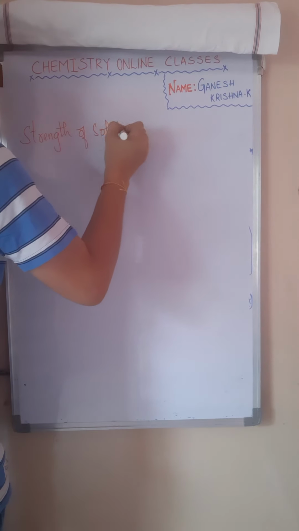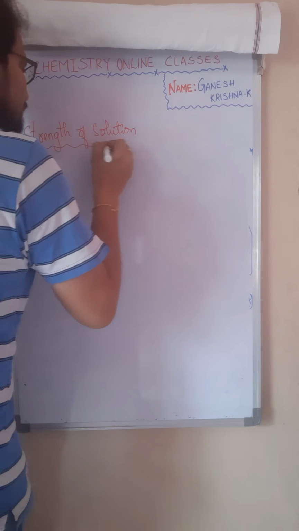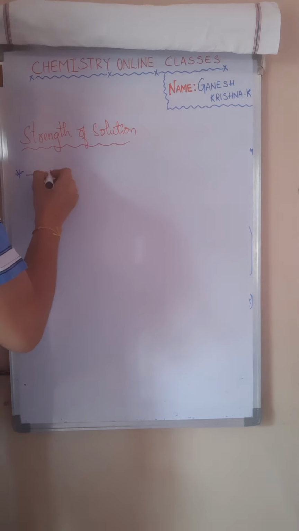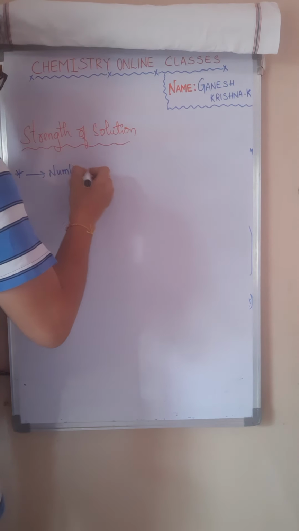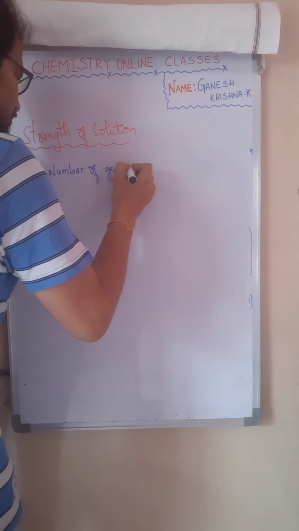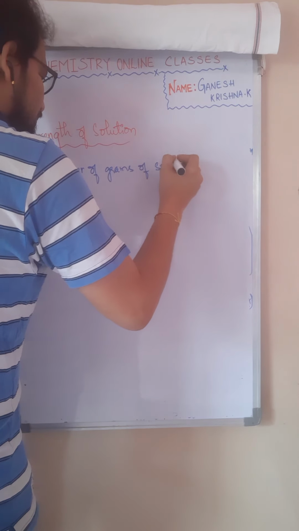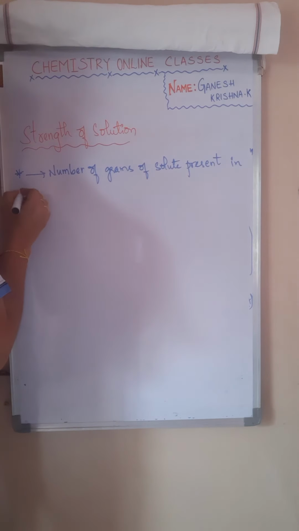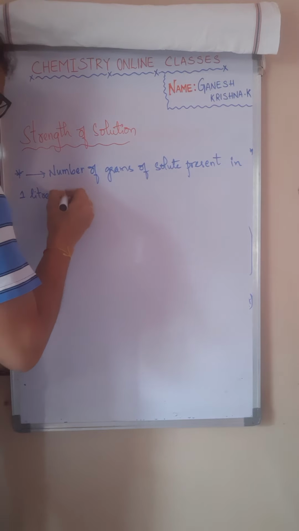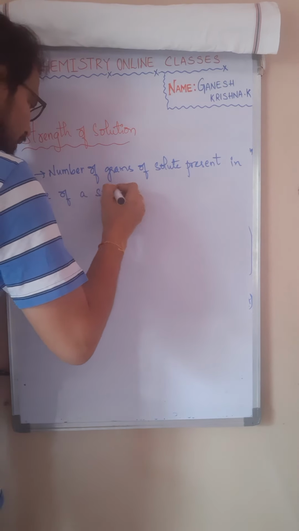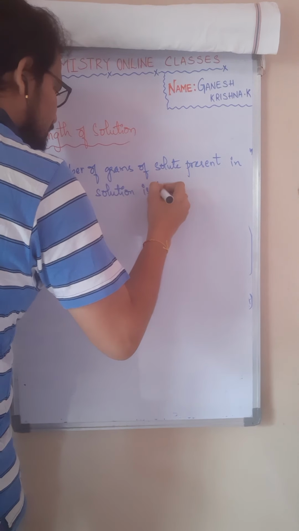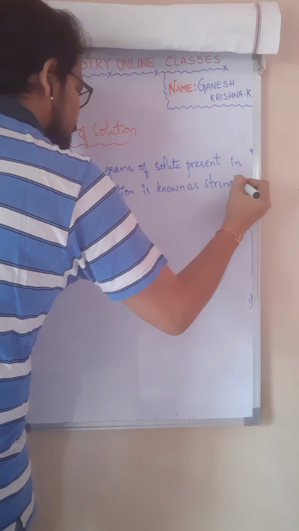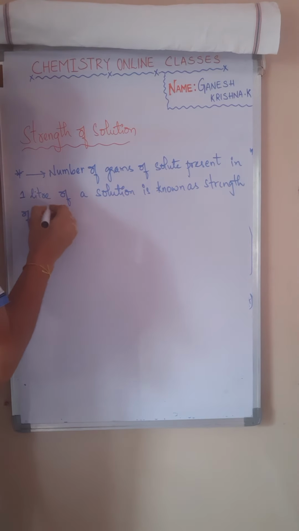Okay, so the strength of solution is given as: the definition is the number of grams of solute present in 1 liter of a solution. 1 liter of a solution is known as the strength of solution.